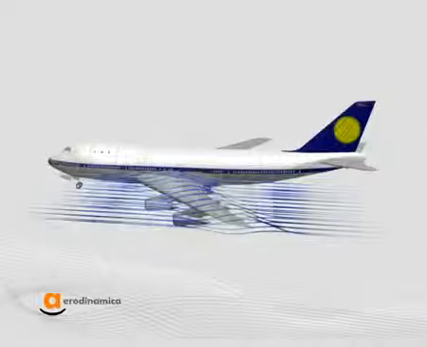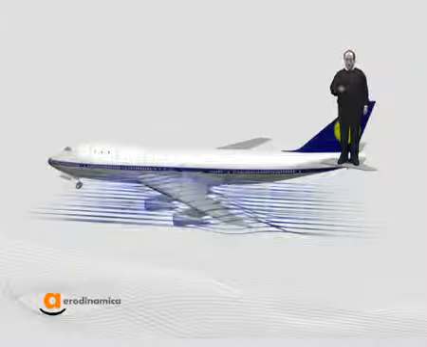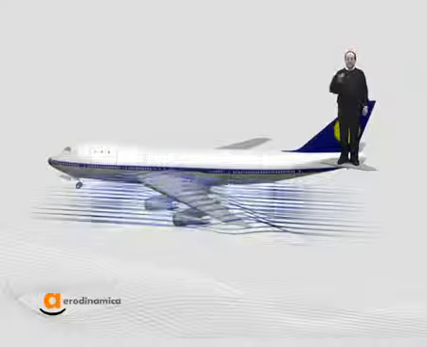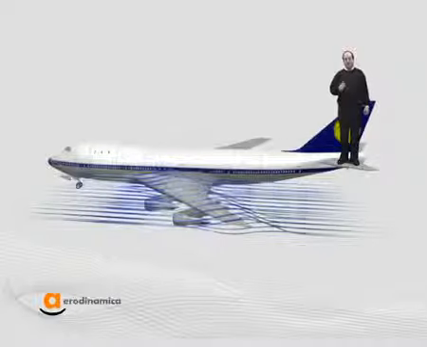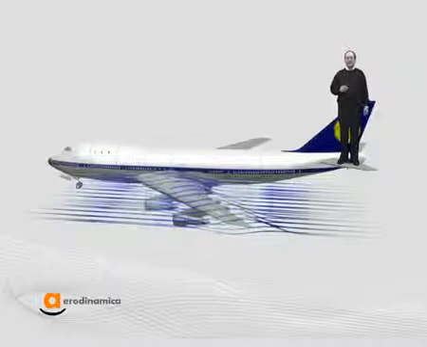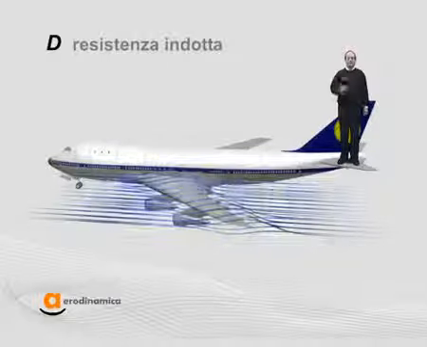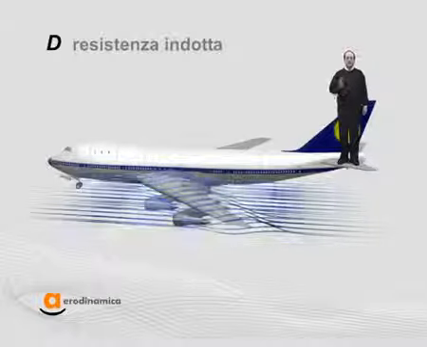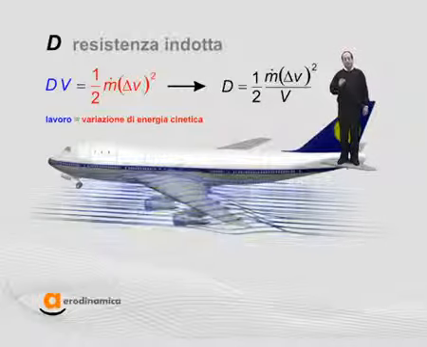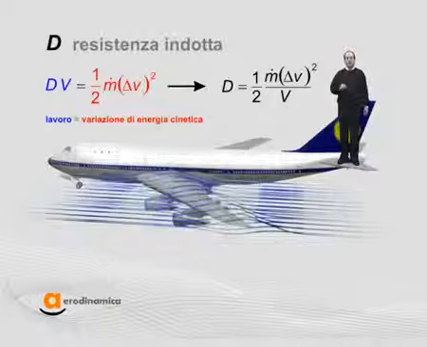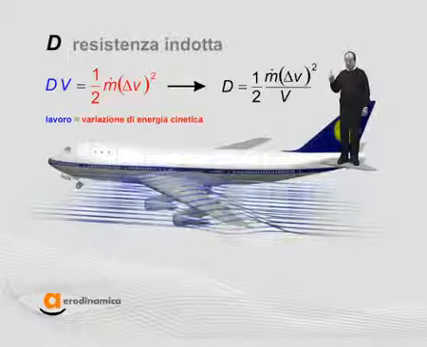To keep the airplane flying, you need to give back in some way the energy that it wasted, as we saw previously. The waste of energy, in fact, determines a resistance to the motion of the aircraft, called induced drag. This drag is the resistance induced by the lift. To calculate it, we equate the work done by this force in the time unit to the power needed to move the air downward, as outlined by the formula.